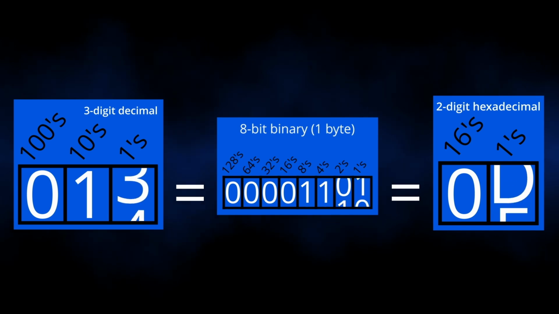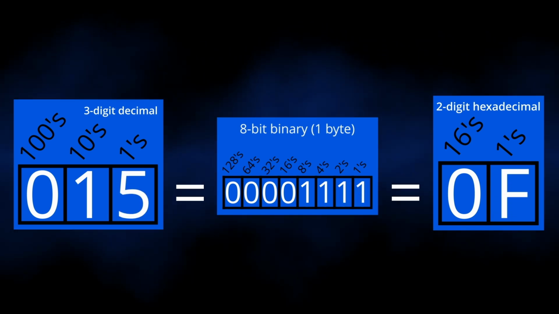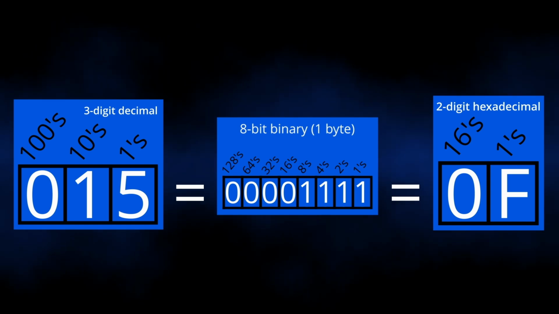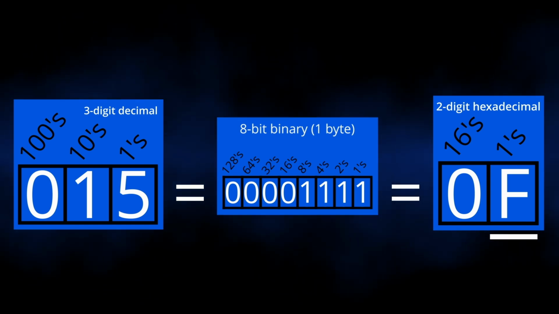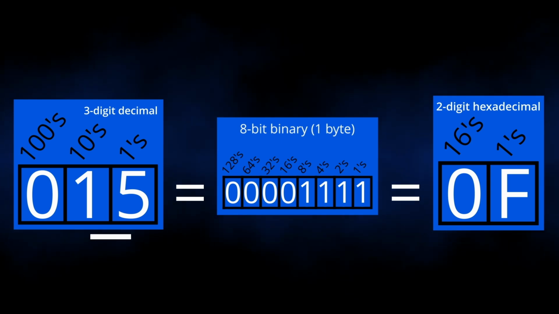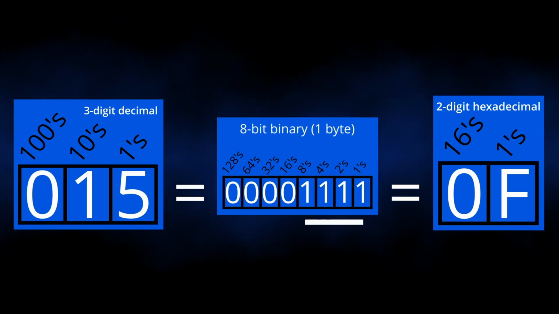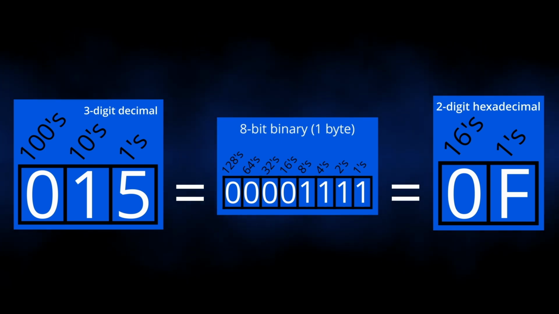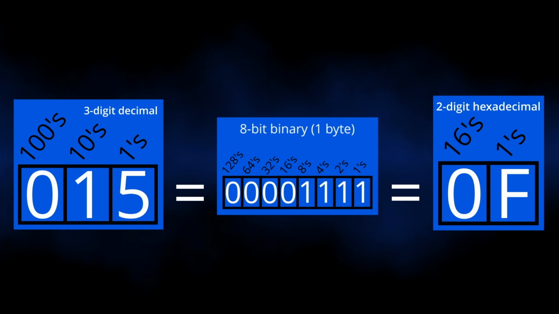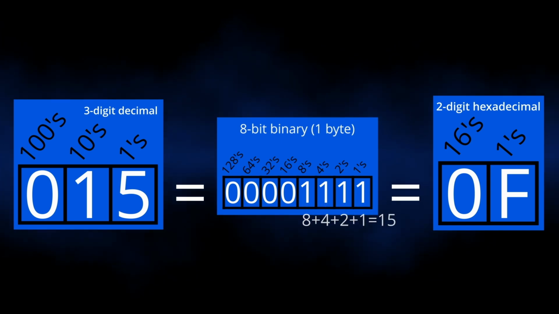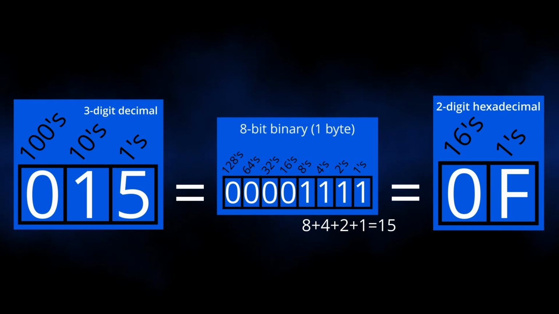Now we're going to count up to 15 here, and notice how the hexadecimal system can represent all those numbers from 10 through 15 in the ones place of the hexadecimal system. The decimal system requires 2 places to represent 15, and the binary system requires 4 bits. Notice that 4 ones in binary, 1, 1, 1, 1, is 15. And if you add up the place values, 8 plus 4 plus 2 plus 1, you'll arrive at 15.